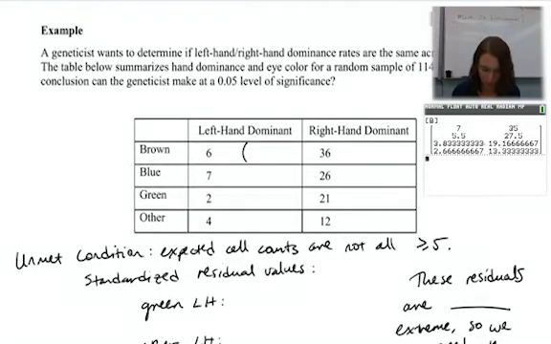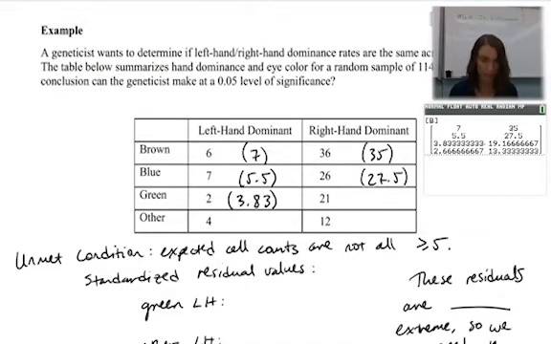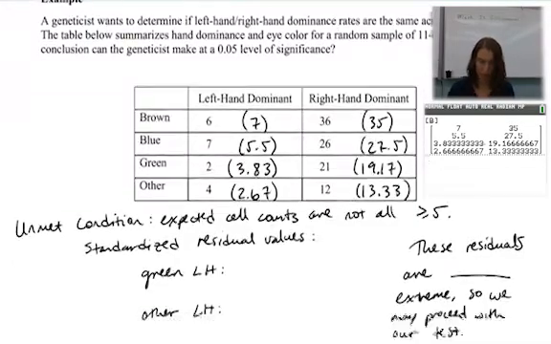So the first one, and we're going to use parentheses, is 7. I've got 35 here. So far, so good. 5.5, 27.5. And now we've hit a problem. 3.83 is not at least 5. 19.17. 2.67, again, is not at least 5. And 13.33. So we have an unmet condition. The expected cell counts are not all at least 5.